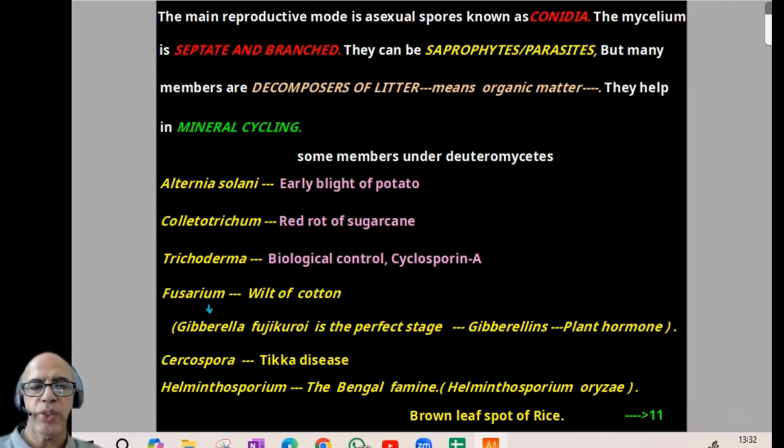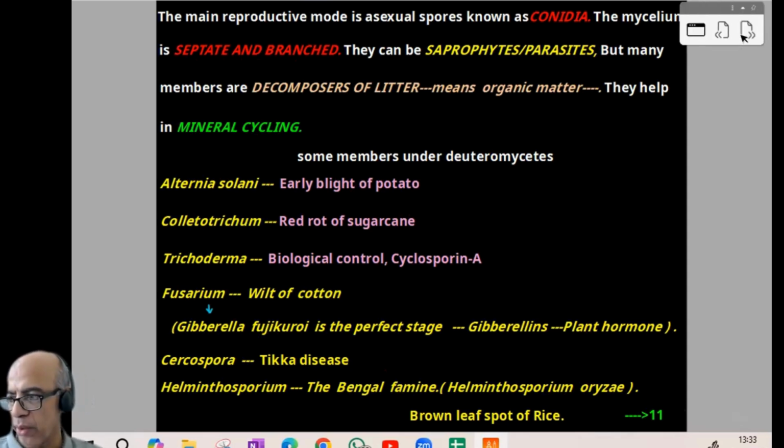But there is another fungus called Gibberella fujikuroi, which is the perfect stage of this Fusarium. And Gibberella fujikuroi is concerned with the plant hormone gibberellins. So, Fusarium and Gibberella fujikuroi. Cercospora, tikka disease; Helminthosporium oryzae, Bengal famine, otherwise called brown leaf spot of rice. So some important diseases are there in all groups, an exam point of view question.